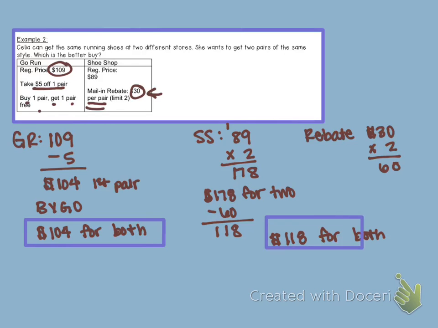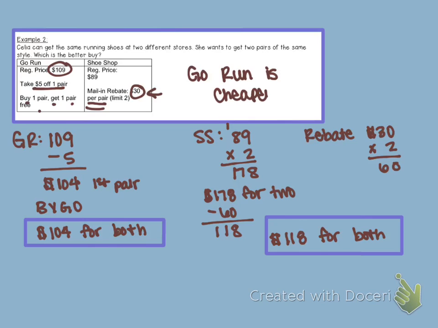So in this case, it looks like Go Run is cheaper, or the better buy.